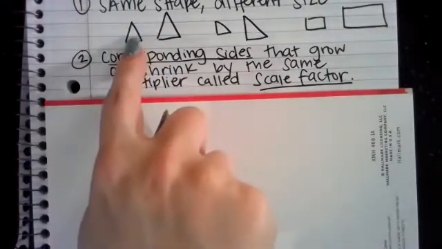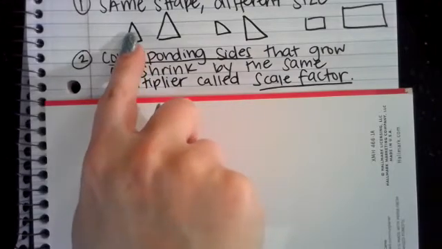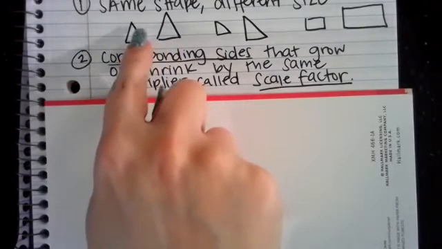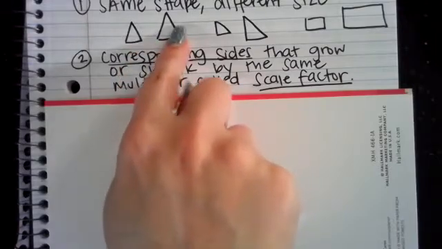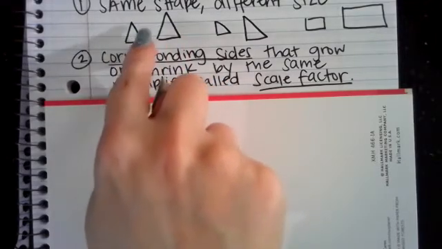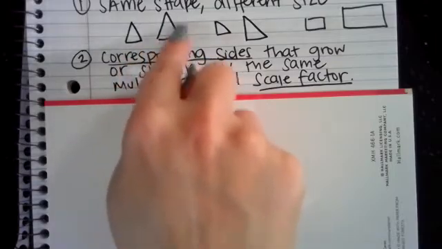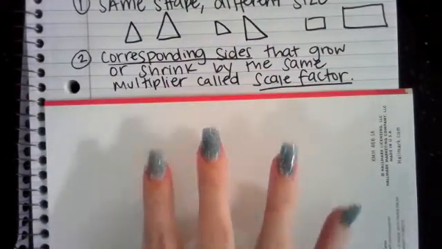In order to get from the length of this side to the length of this side, the length of this side to the length of this side, the length of the third side to the length of the third side, we have to be multiplying all of those sides by the same number, and it has to show up equivalent over here. So let me show you what I mean by that.